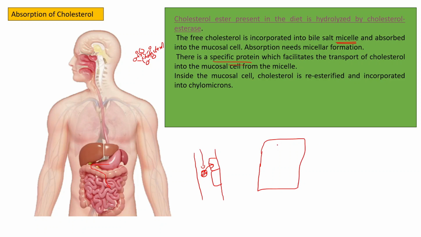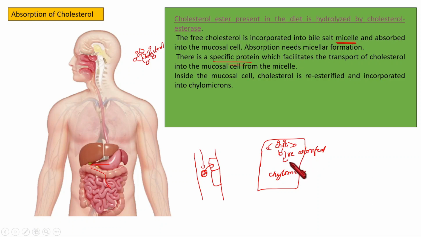And now that cholesterol, in the form of micelle, is inside the mucosal cell. It is again re-esterified. Again, it is forming an ester, re-esterified. And again, it is packed in some other micelle called chylomicrons. Because here, anyhow, the cholesterol has reached inside the mucosal cell.